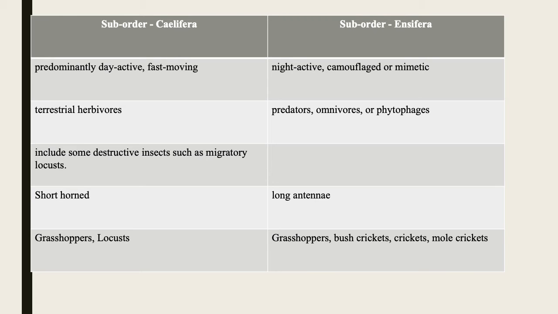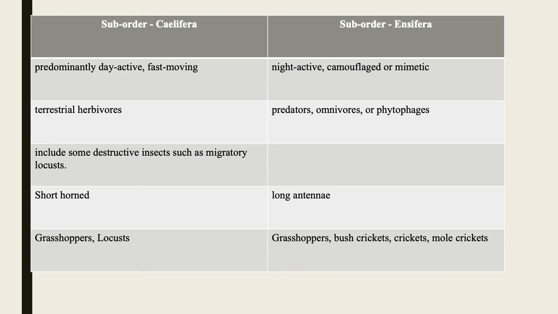Now we come to the classification of order Orthoptera. Before that, you must know the distribution of Orthopterans. Orthoptera includes grasshoppers, locusts, crickets and katydids, and these are found throughout the world. The two suborders are suborder Caelifera and suborder Ensifera. We come to the differences between the two.